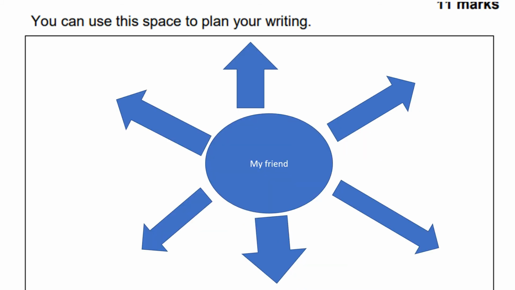On your exam paper, you will have a box, and in the writing, you can use this space to plan your writing. So make sure you do have a plan, because your plan will show your examiner that you have ordered your ideas. And you can see here, I've very simply just written my friend. I would put my friend's name there, and then outside the arrows, I would put a little bit of information, what I want to add to my email. Not too much, because remember, you need to be thinking about your time.